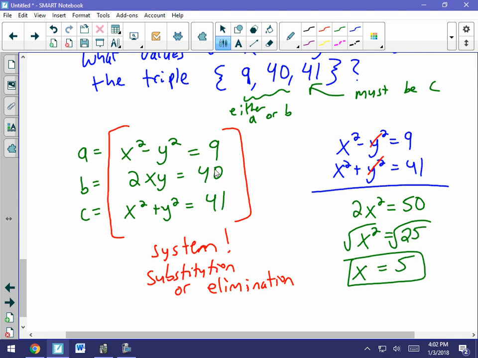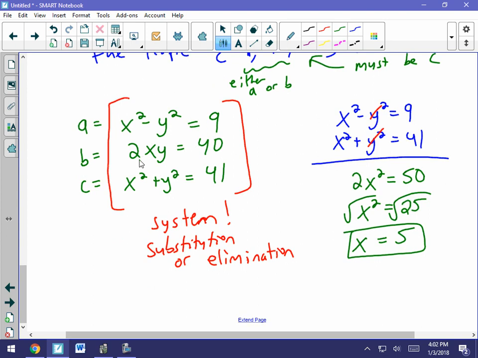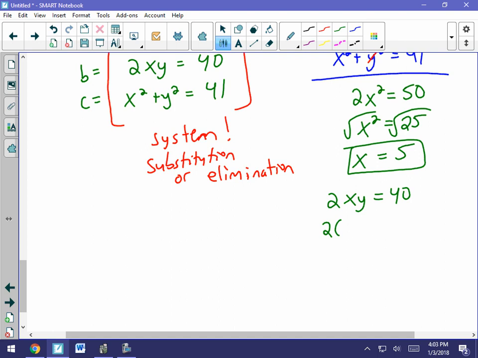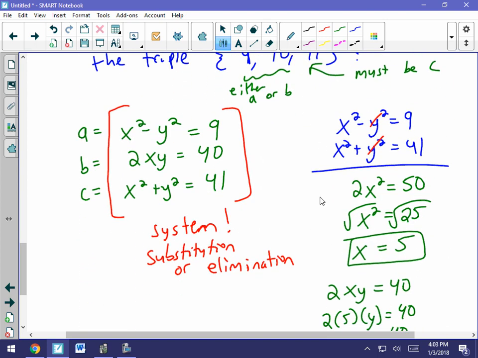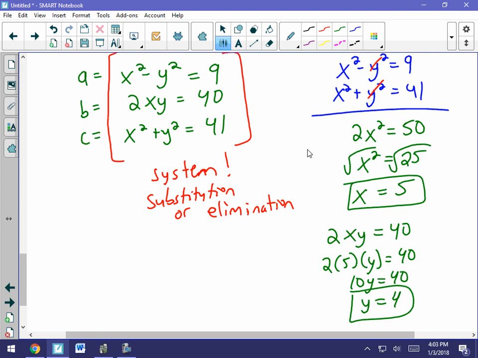Then I just need to pick one of these to plug it into to find the corresponding y. I'm going to pick this one that doesn't involve any squaring, although you could pick any of them. So 2xy must be 40, and I know that x is 5. So 2 times 5 times y would equal 40. That gives me 10y being 40, so therefore y must equal 4. So when x is equal to 5 and y is equal to 4, and I plug it in here, I end up getting this Pythagorean triple. So I'm just working backwards there. Yeah, it's a good review of our solving systems. Okay, that's the end of these notes for Polynomials Day 5.